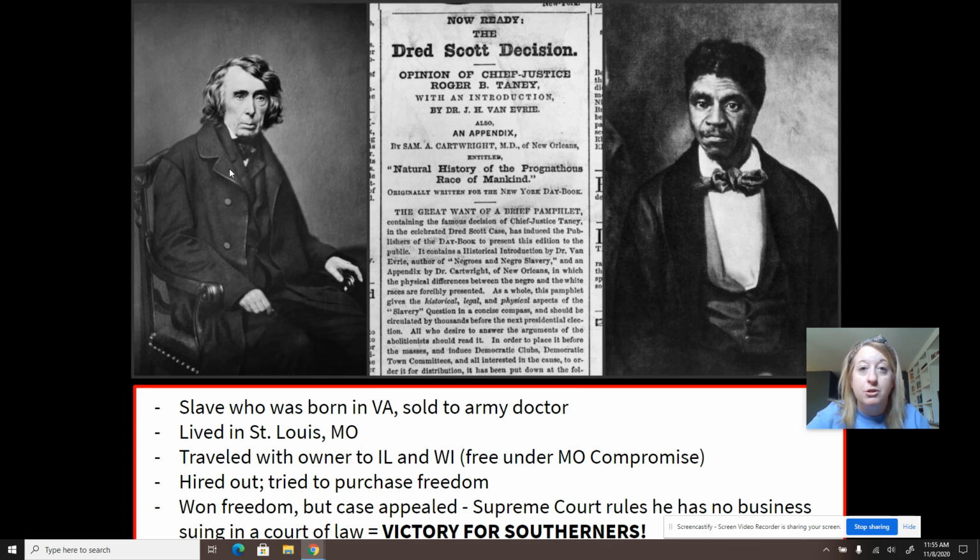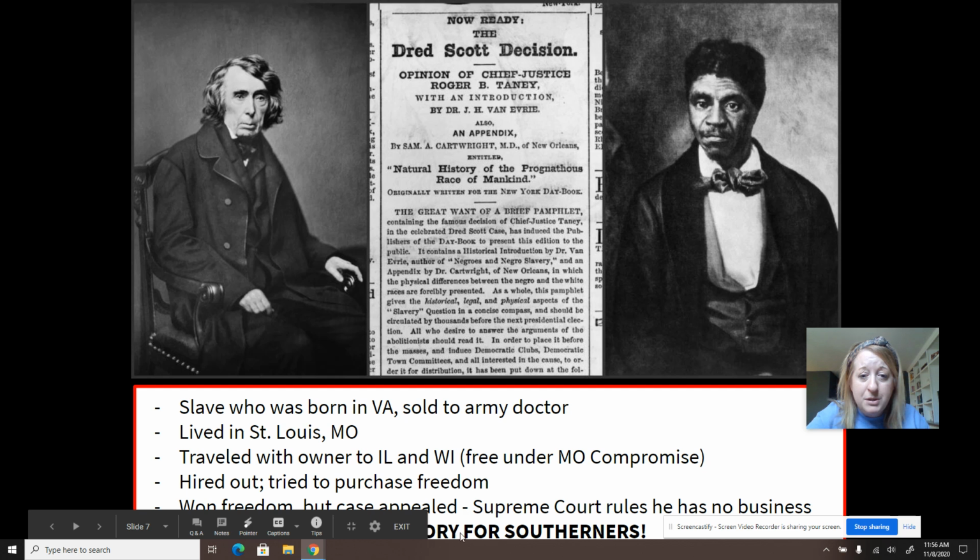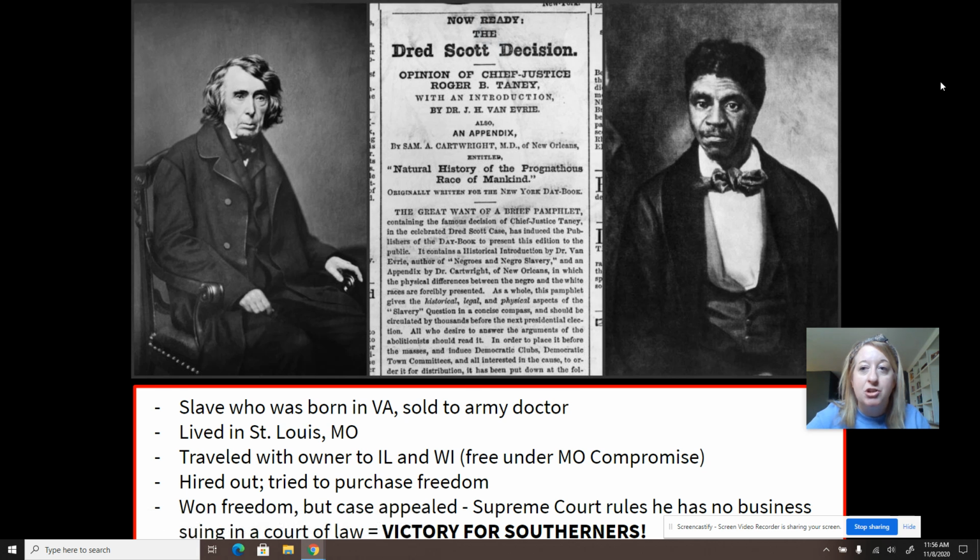This is Judge Roger Taney who wrote the opinion, arguing that as a slave, Dred Scott had no business suing in a court of law. And so as a result, because he wasn't a citizen, this lawsuit was null and void. This is a huge victory for the South when the highest law in the land is essentially sending the message that slaves can't even bring about a lawsuit in front of the courts. And so this, like I said, was seen as a huge victory for the South.